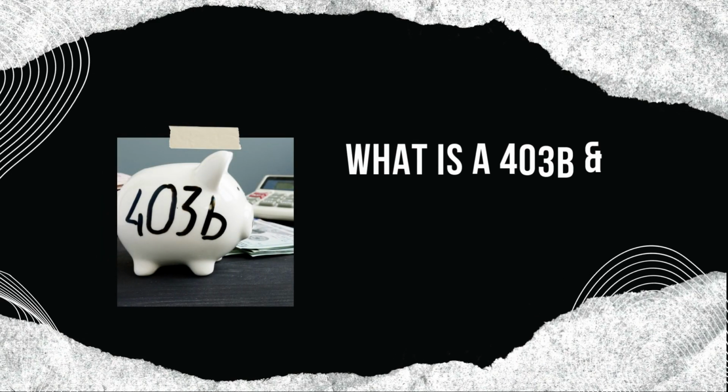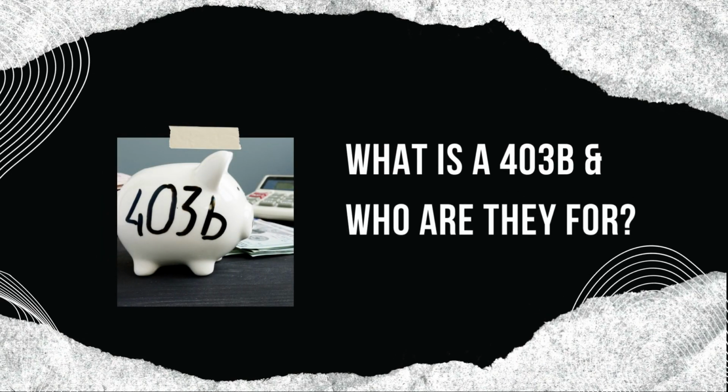A 403b is a retirement savings plan designed for employees of certain nonprofit organizations, including public schools, colleges, universities, hospitals, and religious organizations. It is similar to a 401k plan, but it is only available to employees of eligible nonprofit organizations like teachers and public employees. Like a 401k, a 403b allows employees to make tax-deferred contributions to their retirement savings, which means that the contributions are not taxed until they're withdrawn. Employers may also make contributions to the plan on behalf of their employees. The contributions and earnings in a 403b grow tax-free until withdrawal. There are limits on how much an employee can contribute to a 403b plan each year, as well as rules for when and how distributions can be made from the plan.